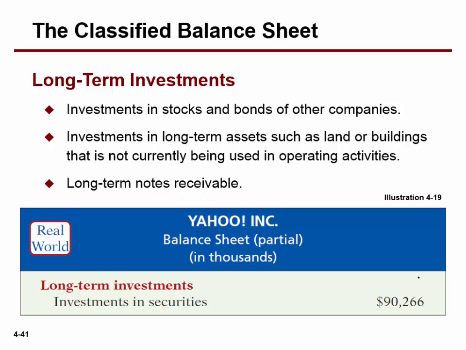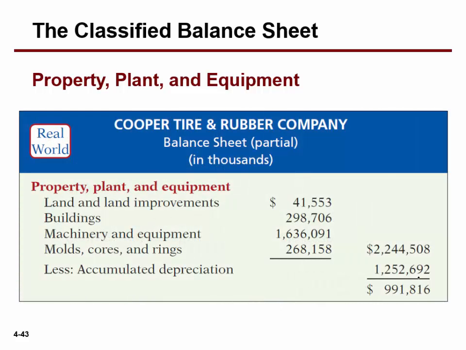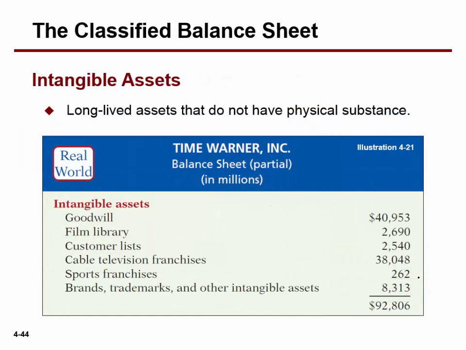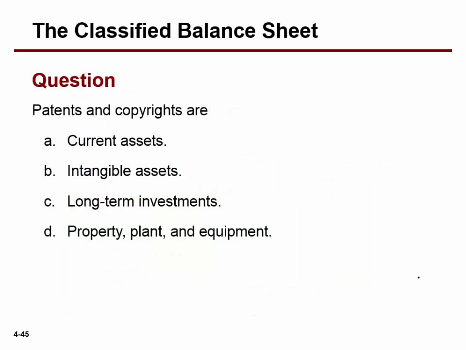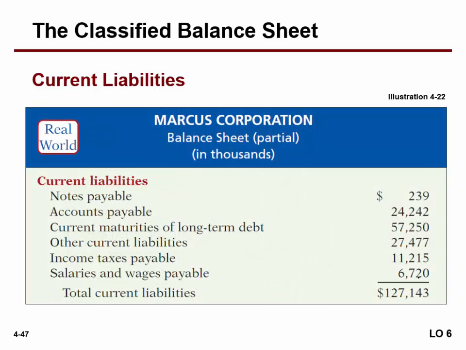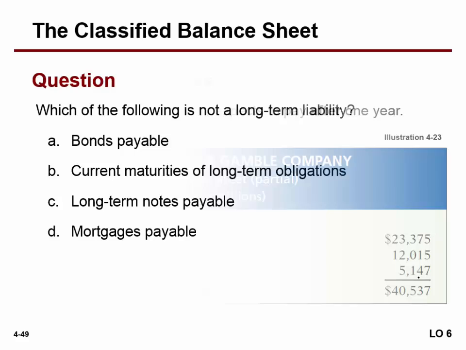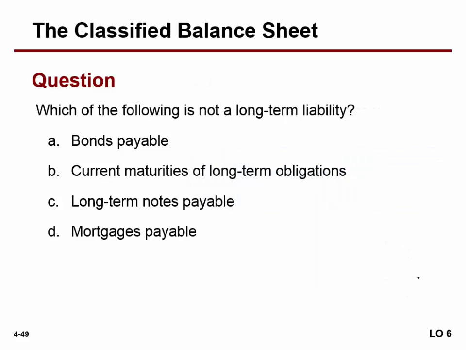Okay, long-term investments are going to be long-term. Property, plant, and equipment. And then we have our what? Our intangible assets. Goodwill is considered intangible. And patents and copyrights are what? Intangible. Current liabilities. There they are. Long-term liabilities, long-term debt, for example. Okay. Which of the following is a long-term liability?